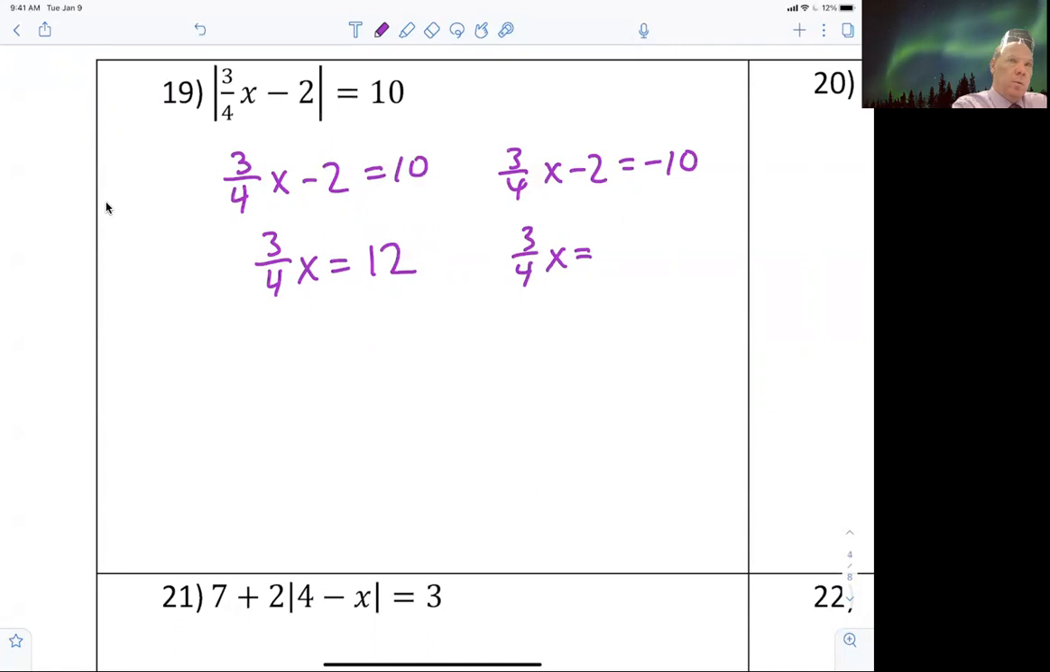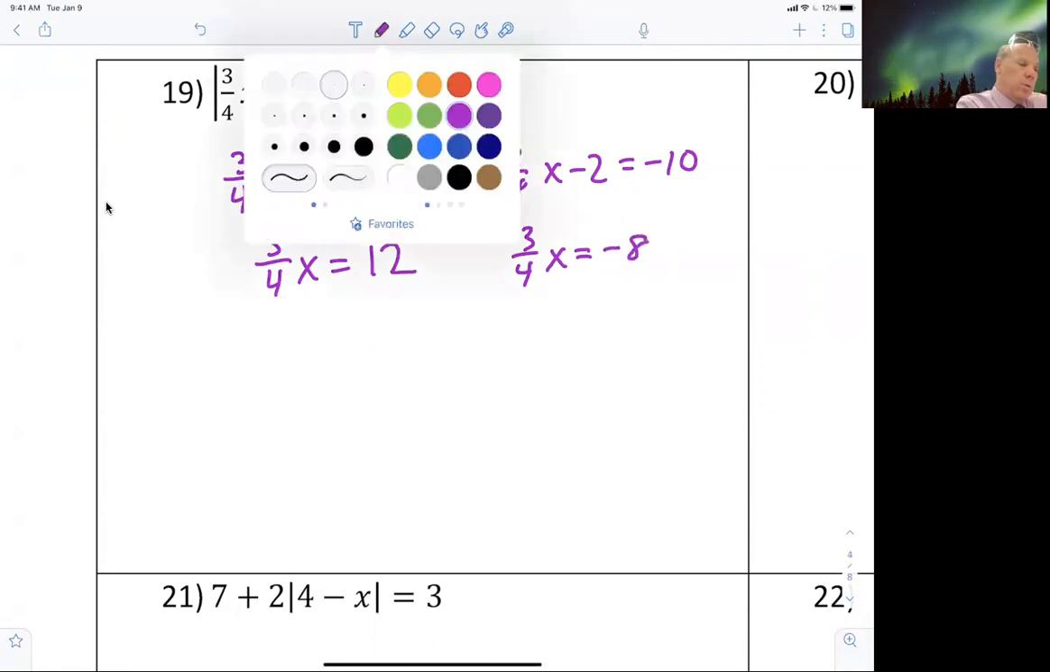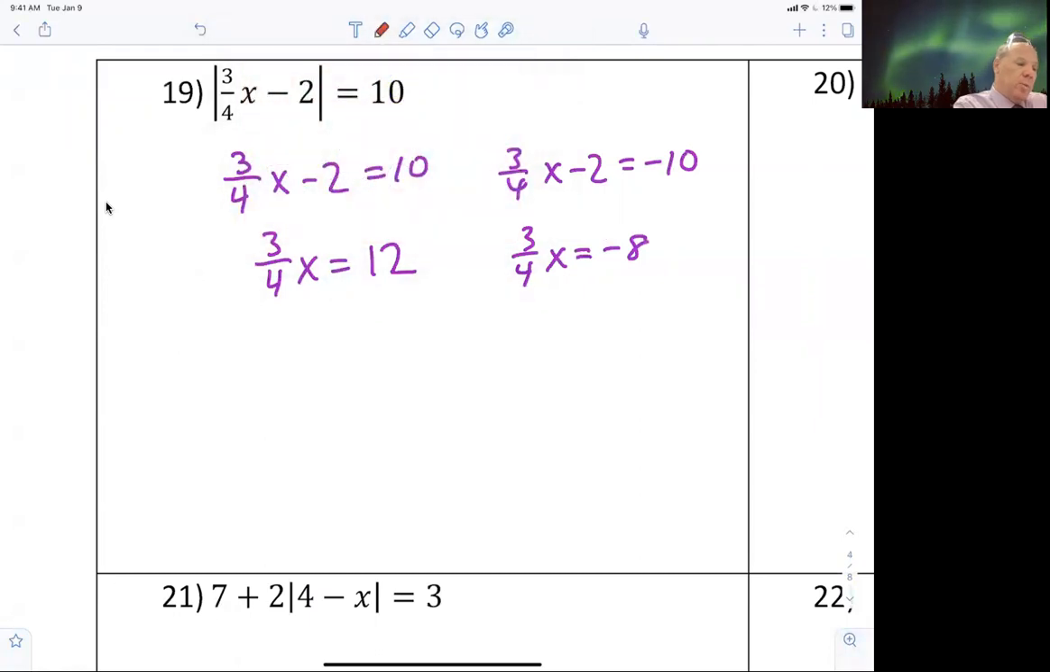Equals -8. Good work. Now what? Then you would do the reciprocal. Good. Now look, I'm doing the reciprocal. I just put it over here and cross this one out.